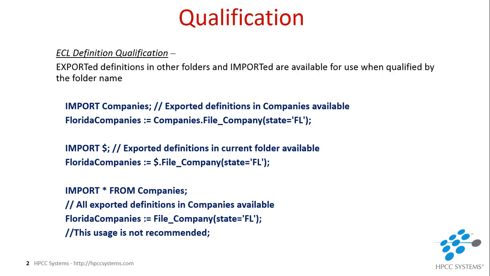The last usage here, import star from companies, completely removes the ability to qualify, or the need to qualify, and the development team does not recommend its use and will probably phase that out in the near future. So the third example here was just shown here. You might see some legacy code that uses this, but the usage, again, is not recommended.